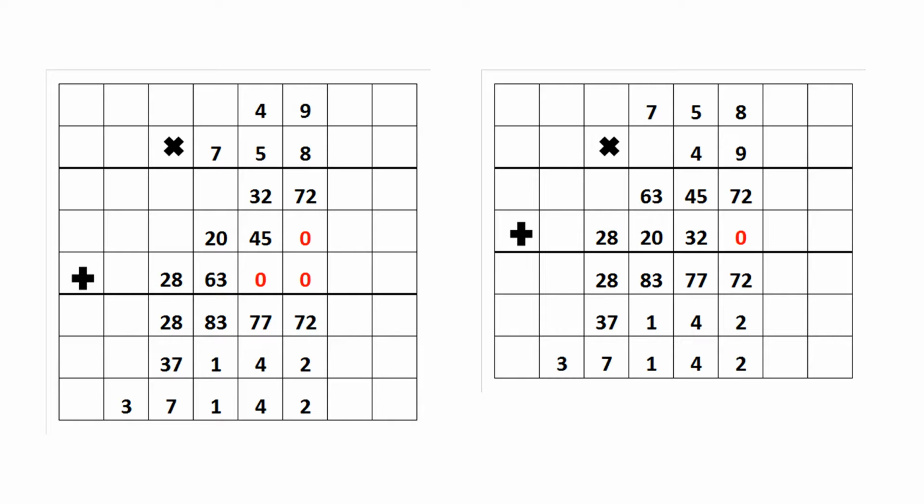Now, on the right, we have 758 times 49. We'll do 9 times 8, 5, and 7. That's where the 72, 45, and 63 are. When we come to the 4, it's really 40. We put a 0, and then we do 4 times 8, 5, and 7. That's the 28, 20, and 32. And we add them up, we get the 72, 77, 83, 28 as we had on the left. And then we turn it into an integer, and we still have 37,142.